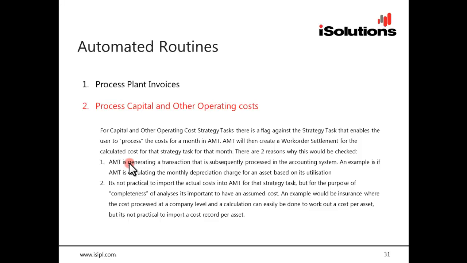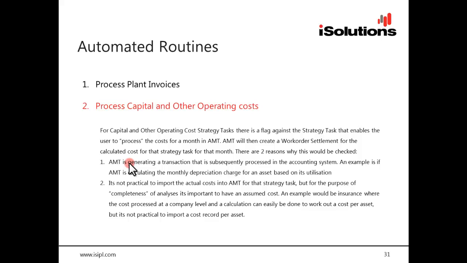If you've got a recovery of plant group overheads, how are you going to get those costs into AMT by equipment by month? Now, there are some methods where we can do an extract from the accounting system and apportion it to each asset and bring it in. But an alternative approach is you can set AMT to actually generate the transaction, the work order, for those costs each month. And AMT will assume that the cost that you've set up in your strategy task, the projected cost, is the cost for that month.